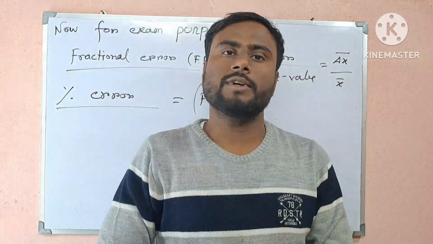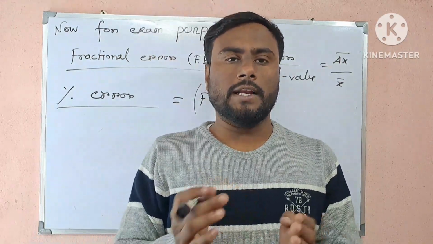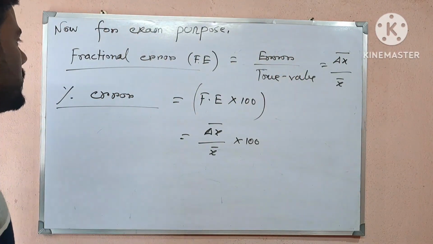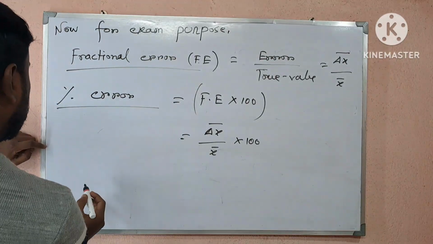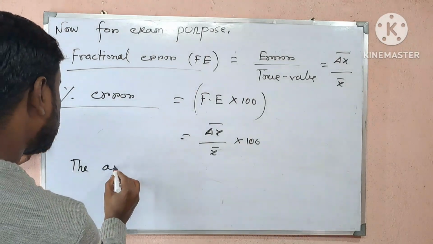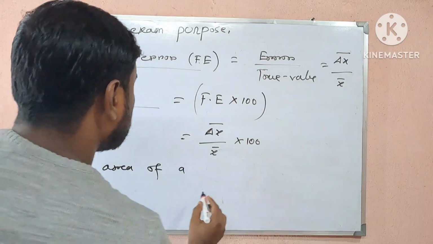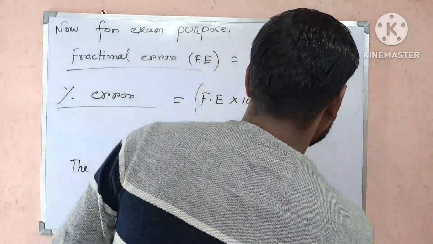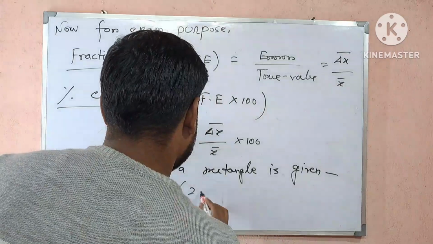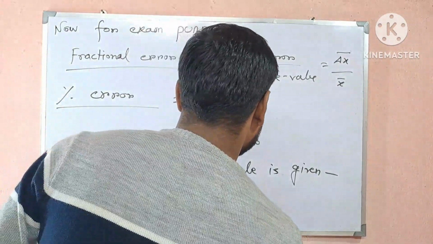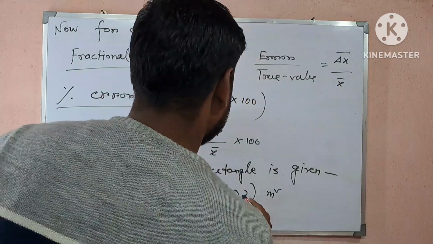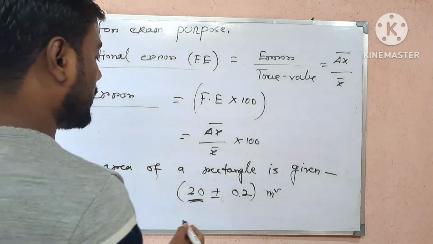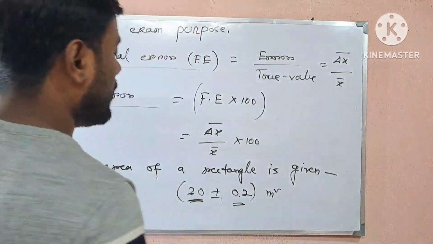Now, at the time of solving numericals, they will give us the value with error and we have to find the fractional error or percentage error. So how will we calculate it? Let's take an example where the area of a rectangle is given as 20 plus minus 0.2 meter square. So what is the actual value of area? The actual value of area is 20 meter square and the error in the measurement of this area is basically 0.2.